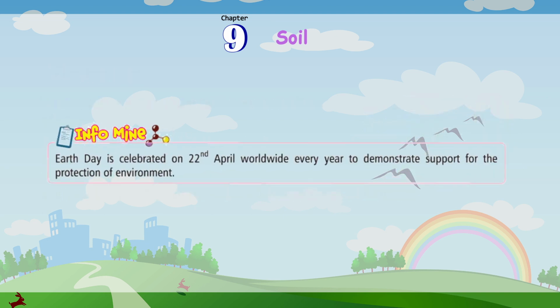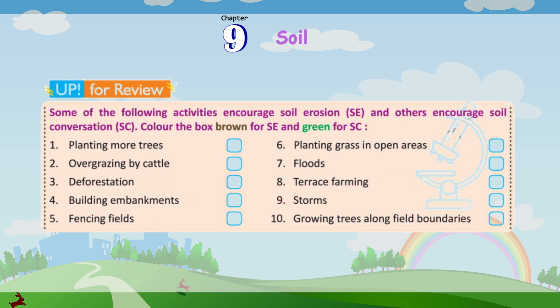Infomine: Earth Day is celebrated on the 22nd of April worldwide every year to demonstrate support for the protection of the environment. Up for review. Some of the following activities encourage soil erosion, SE, and others encourage soil conservation, SC. Color the box brown for SE and green for SC.